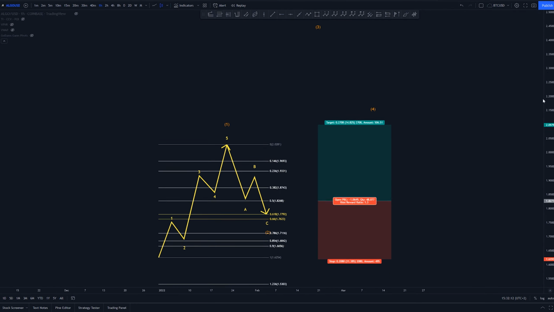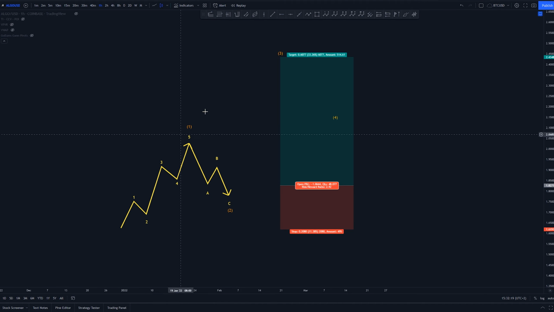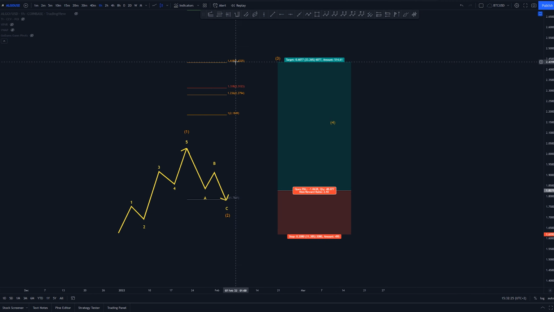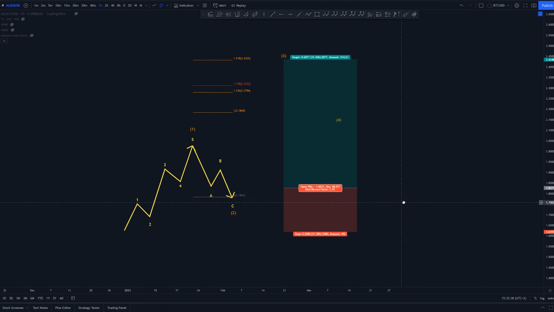Now where would we target this? It's around here. Let's take this out and let me show you. Of course, wave 3 is usually targeted with a 1.618. This gives us 33% of gain or 11.38 of loss, giving us 2.92 of risk to reward.